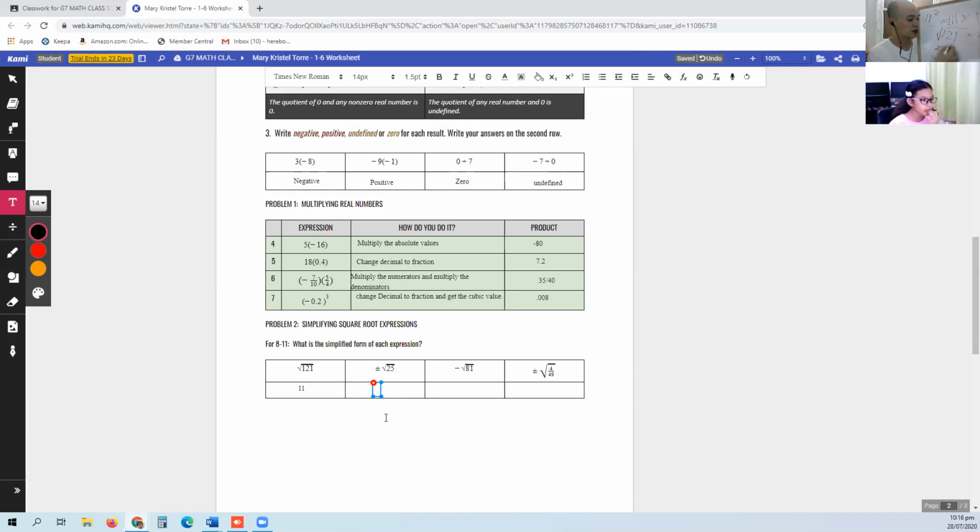Yes. 5 squared. Look, 5 squared is 5 times 5. What is 5 times 5? 25. Yes, 25. So when you have the square root of 25, you get this value. The square root of 25 is 5, because 5 times 5 is equal to 25. Okay?